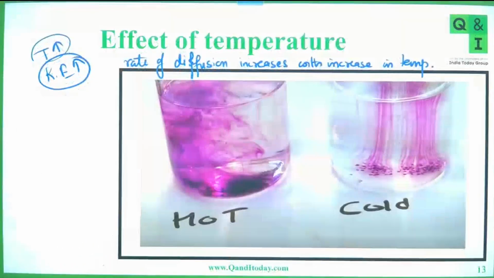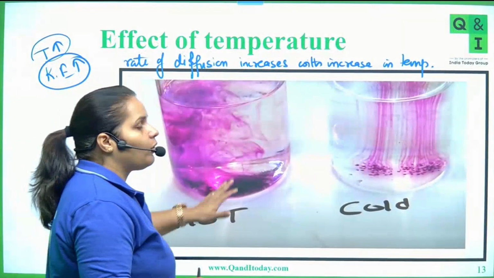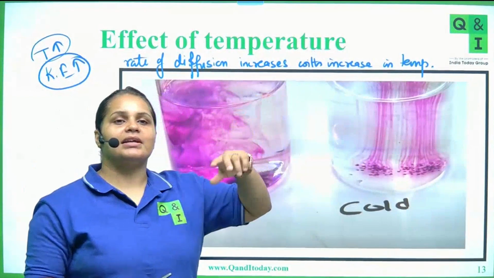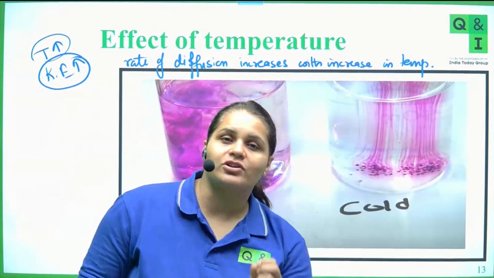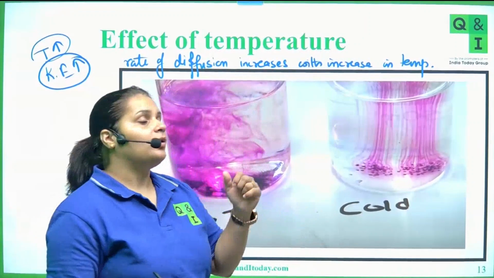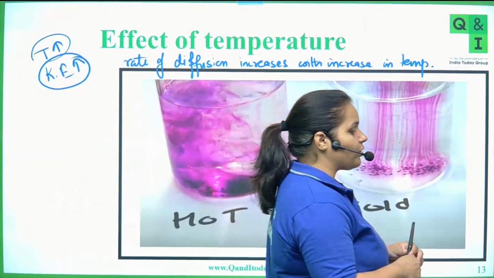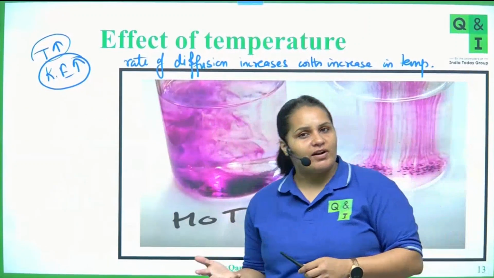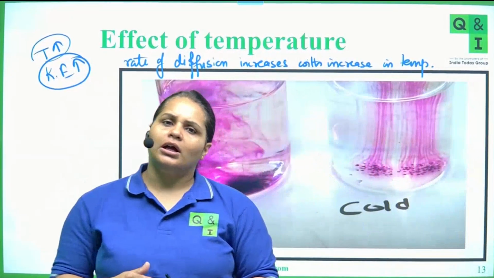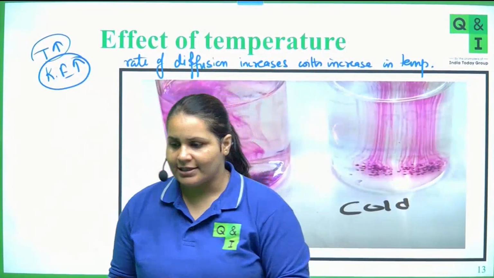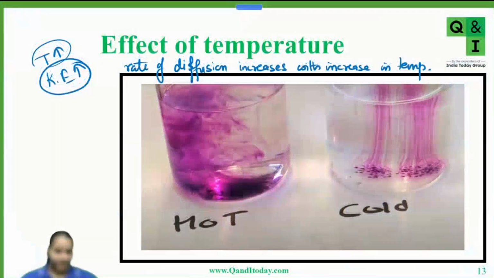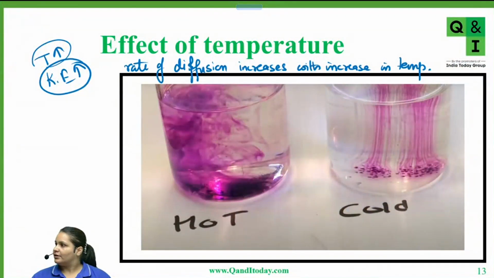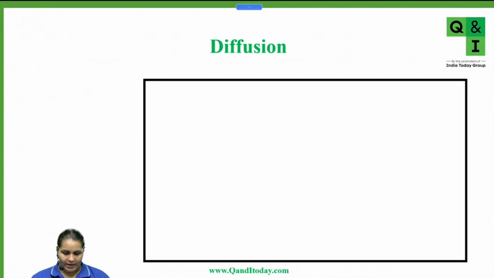So I hope you understood this whole concept. Why does it increase with increase in temperature? Because kinetic energy of particles increases with rise in temperature. So now the particles will be moving at a much faster rate at higher temperature, and so the rate of diffusion increases. I hope you got the points here. Okay, so let's move ahead now.